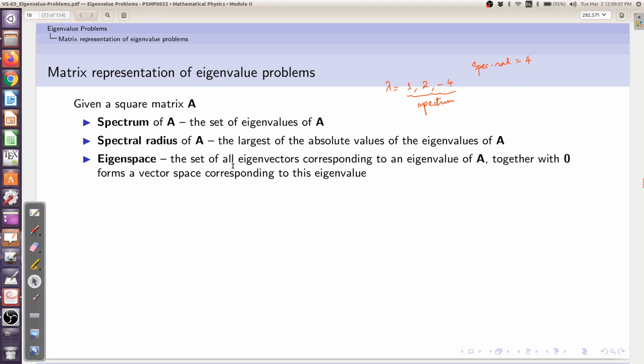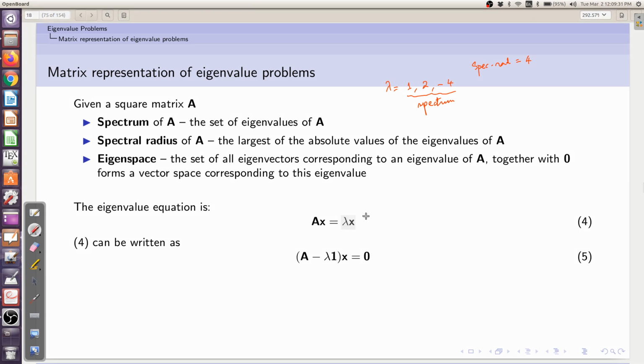Then the eigenspace is the set of all eigenvectors which correspond to an eigenvalue, together with the zero vector, which forms the vector space corresponding to this eigenvalue. So the eigenvalue equation is Ax is equal to lambda x. If you want to find the eigenvalues, and from there the eigenvectors, what you need to do is take this onto the left hand side, and when you bring this, you get minus. Now remember, what we are actually doing here is not ordinary algebra, this you have to keep in mind. Ax is equal to lambda x.